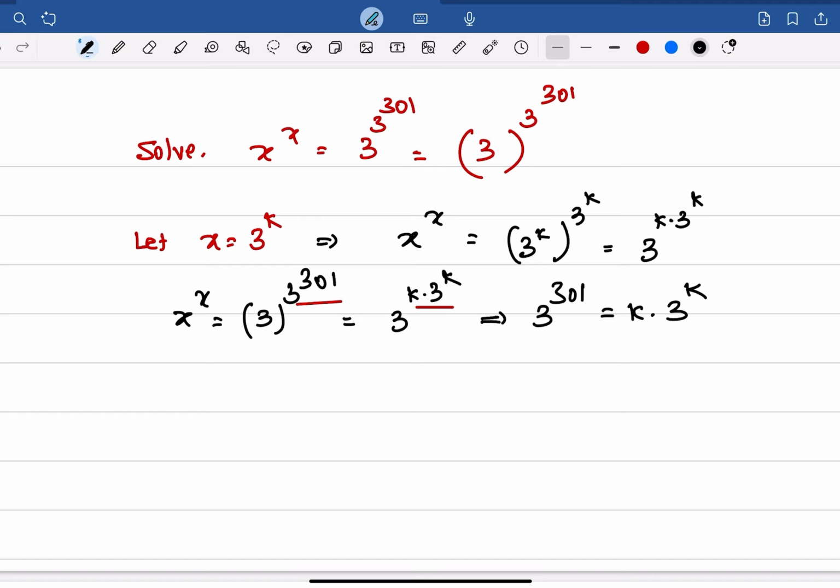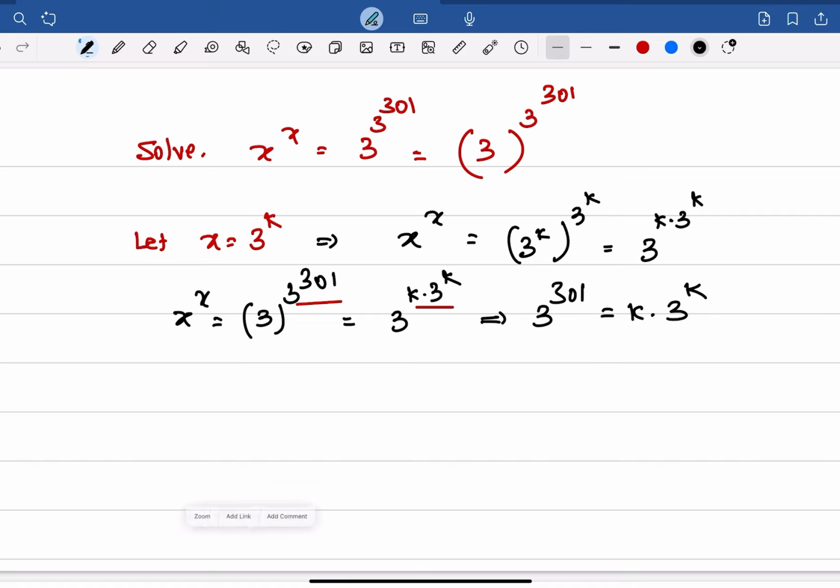This is not the final answer. It is an intermediate step. The final equation to be solved, where x is equal to 3 to the power of k. Once we get the value of k, then we get back the value of x.